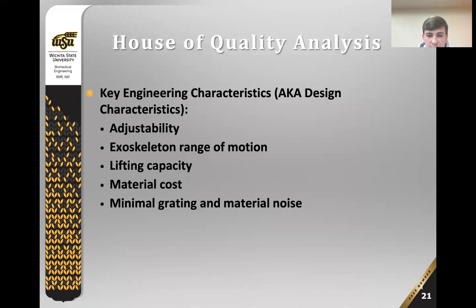This shows the 5 design characteristics based on the House of Quality results: adjustability, exoskeleton range of motion, lifting capacity, material cost, and minimal grading and material noise.